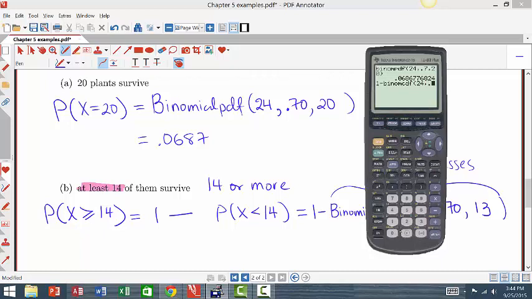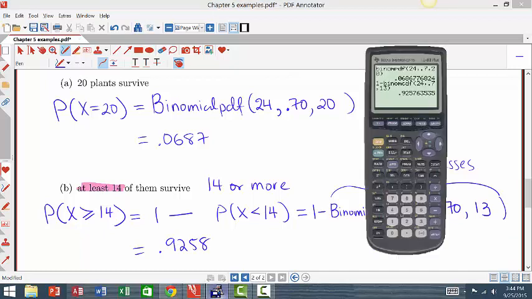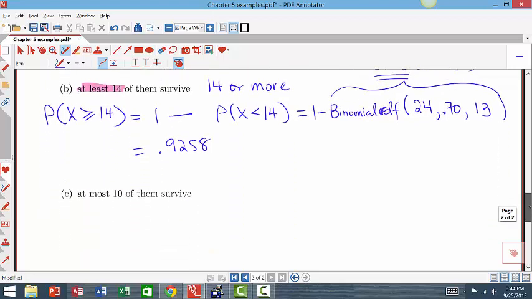The probability of success is 0.7 up to 13, right? Okay, just like this, and then we get 0.9258. Okay, that's a pretty high chance. Yes, so this is how you would compute the probability of an event where you have at least 14 successes. Okay, all right, let's take a look at the next one.